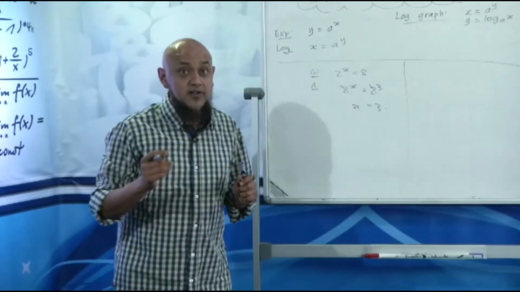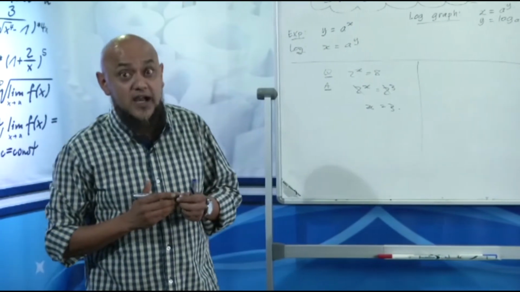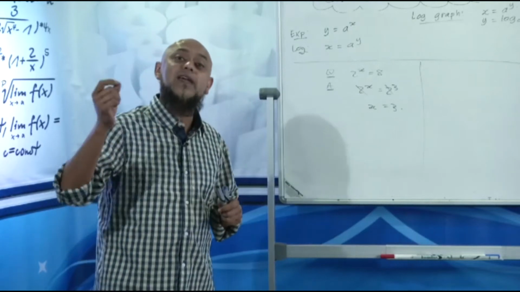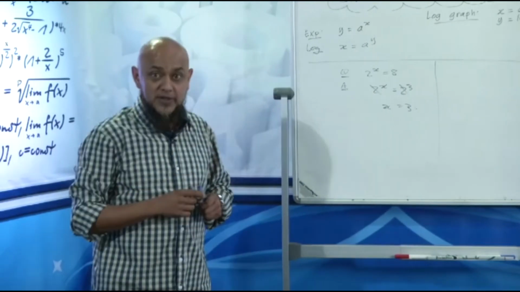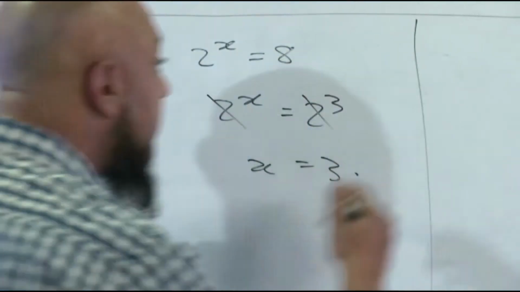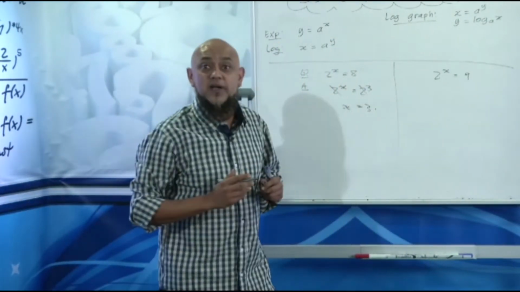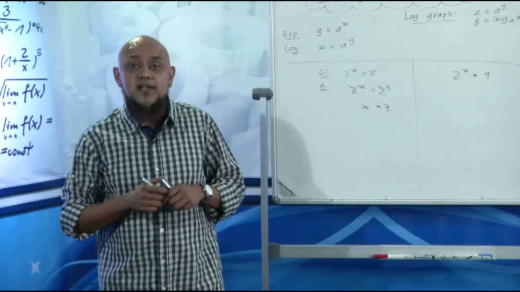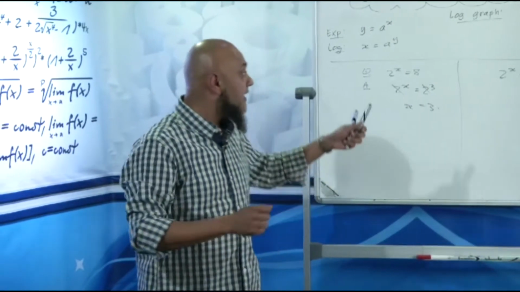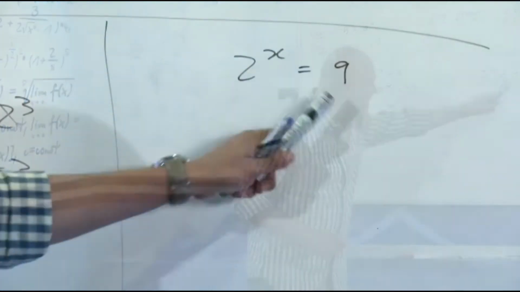What happens, as a grade 11 or grade 12 learner you might have asked, if we cannot make the bases the same? Here's the situation: 2 to the power x is equal to 9. We cannot make the bases the same, hence the need for logs. We use logs when we cannot make the bases the same.